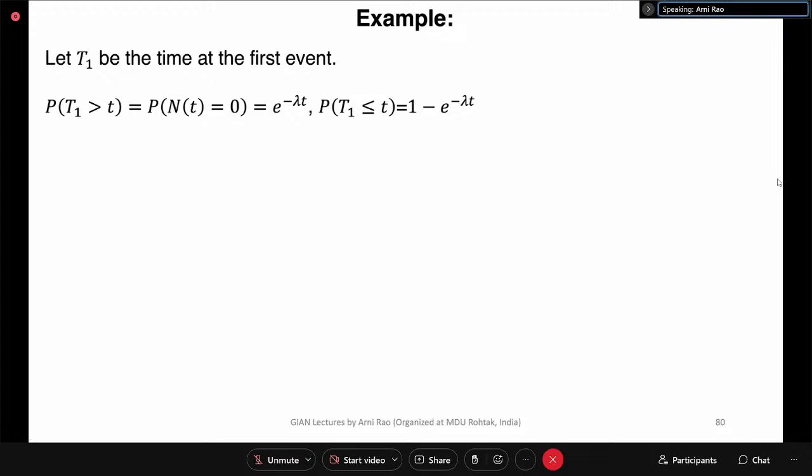Is this notation clear to everyone? This is the concept. And N(t) equal to 0 means you substitute in the previous formula, e power minus lambda t, times (lambda t) power 0 by 0 factorial, that is e power minus lambda t. That means the probability T1 greater than t equals e power minus lambda t, which implies that 1 minus that is the probability T1 less than or equal to t, that is 1 minus e power minus lambda t.